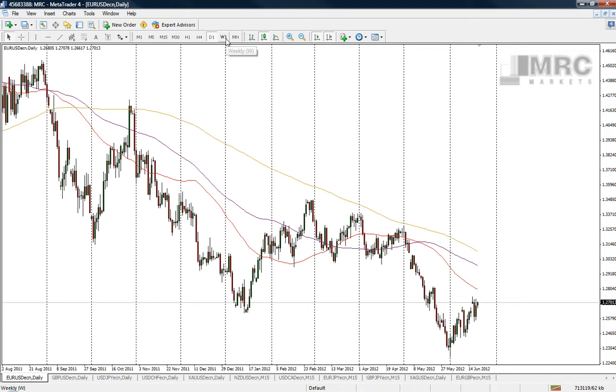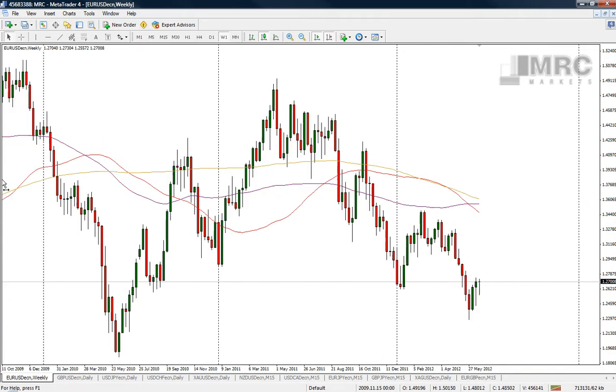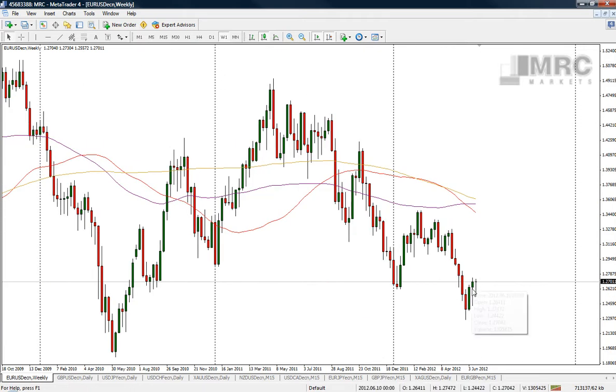Okay, and let's have a look at the euro dollar. First of all, weekly, won't spend too much on the weekly chart. Just look at last week's candle. What did we have last week? It's kind of a hanging man formation, so still a hanging man candle is classified as a bullish continuation pattern.